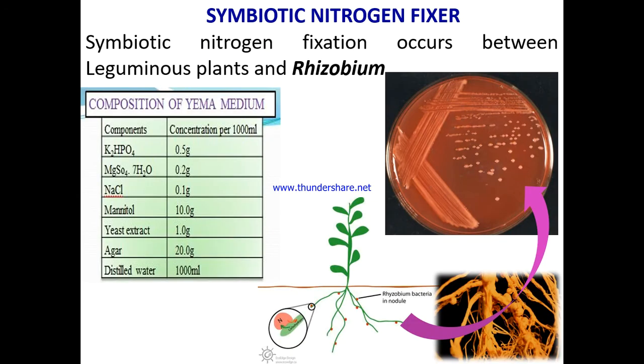which thereby affects the plant growth. In the case of symbiotic nitrogen fixers, symbiotic nitrogen fixation occurs in leguminous plants. Leguminous plants belong to the family Fabaceae and include plants like Medicago sativa, pea plants and groundnut. They have Rhizobium growing in their root nodules. Now this Rhizobium bacteria can be cultured in the laboratory on Yema medium, which has dipotassium hydrogen phosphate, magnesium sulfate, sodium chloride, mannitol, and yeast extract, and you can isolate the Rhizobium bacteria from the root nodules of these leguminous plants.